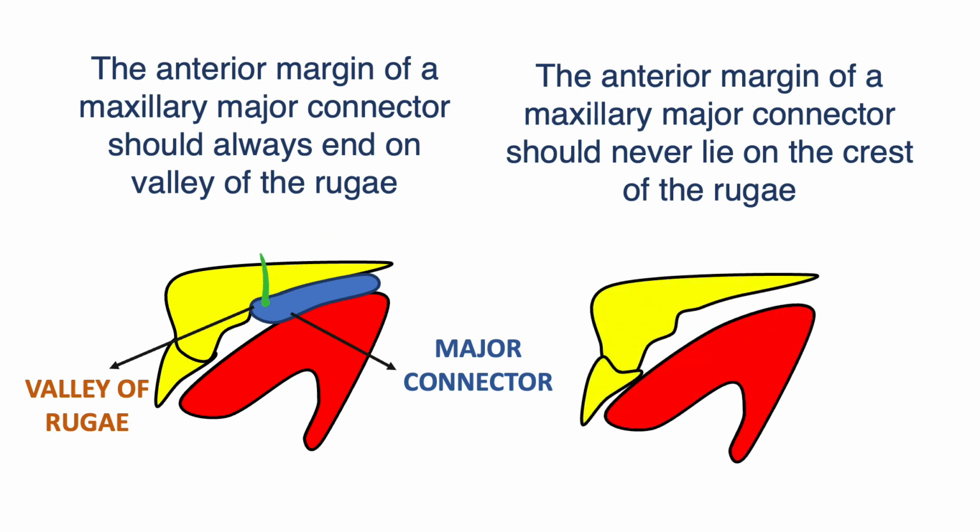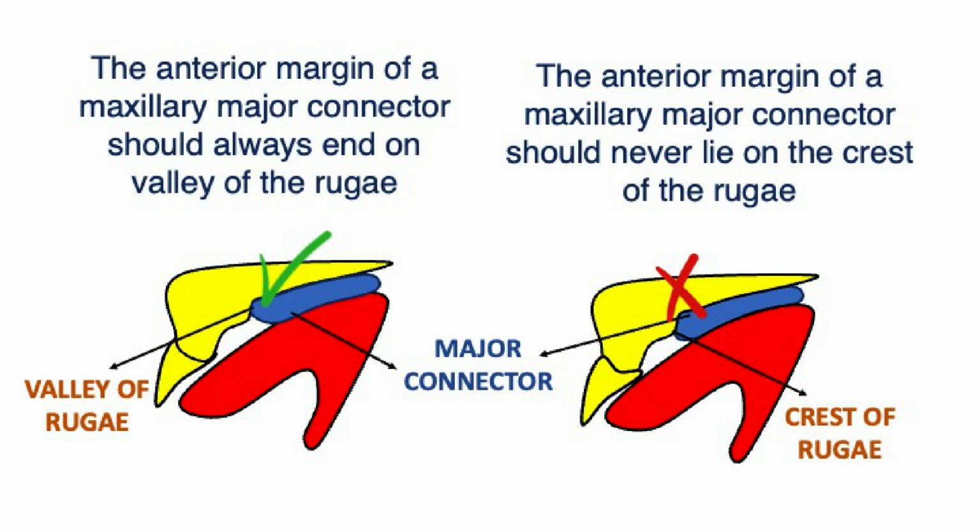So look at the figure. We have a crest of rugae, and if the major connector lies on the crest of rugae, then this design is wrong. It will constantly apply pressure at the crest of rugae and it will cause pain.